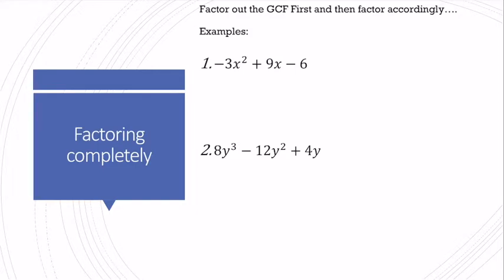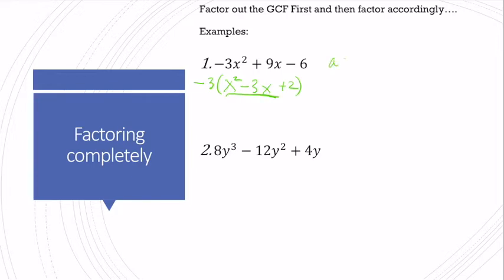So in some cases, we're going to need to first factor out the greatest common factor, and then we'll be able to factor accordingly. So remember, if I have a negative leading coefficient, we're going to definitely want to take out the negative. The greatest common factor of negative 3, 9, and negative 6, that's going to be a negative 3. So that gives me negative 3 times x squared minus 3x plus 2. And now I can go ahead and factor this trinomial.